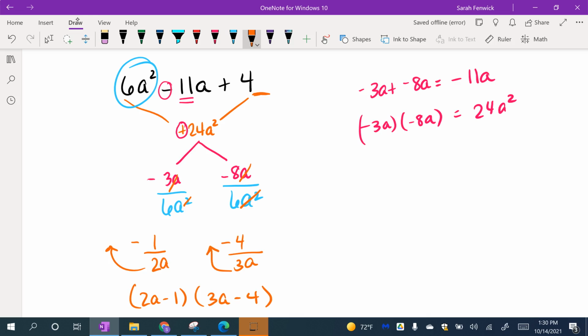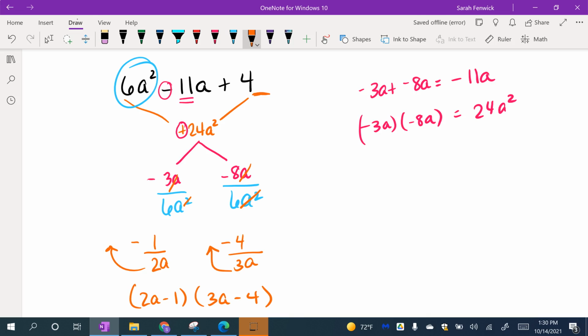So just a quick reminder about the commutative property of multiplication. You could turn this around to be 3a minus 4 times 2a minus 1. What you could not do is mix your 2a with your 4 and your 3a with your 1. You can't swap things out of parentheses.